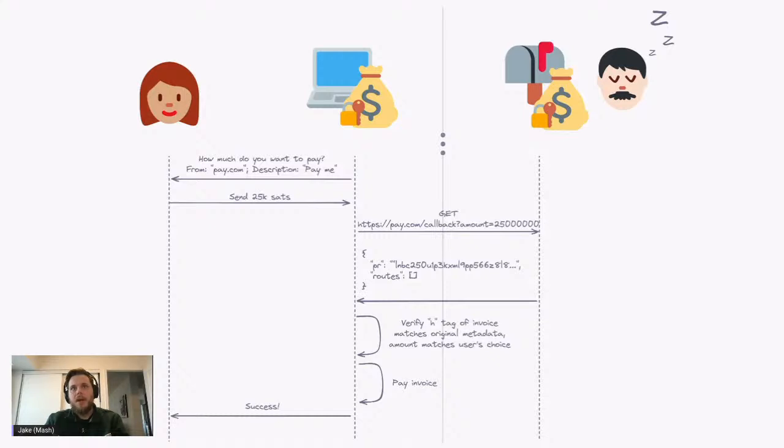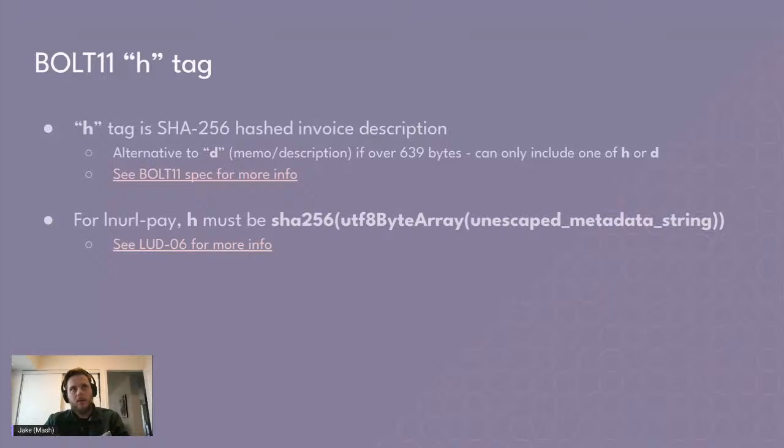So I mentioned this H tag and making sure that the metadata was all good. What does that actually mean though? If you're not familiar with the H tag, if you've dug into Bolt 11, at least an initial digging in, normally you're using this description or memo, which is the shorter description for the invoice, but sometimes maybe you have more data that you want to put in there. If it's over 639 bytes, there's this mechanism to instead switch over to H, which is a hash of your description. So only one or the other can be provided.